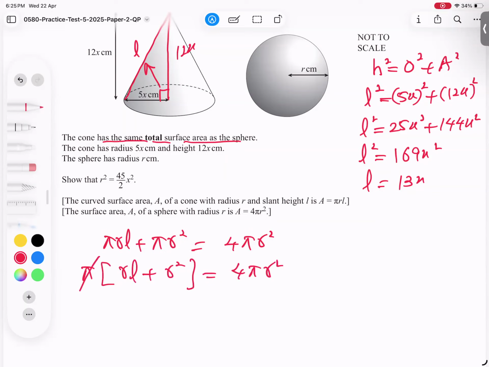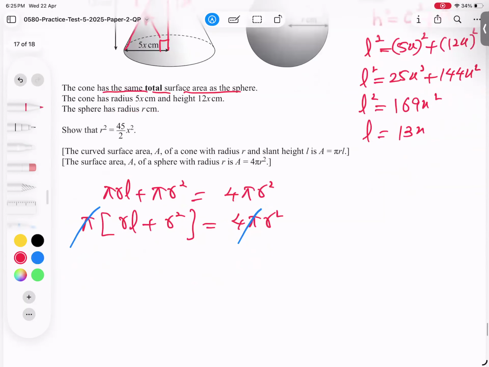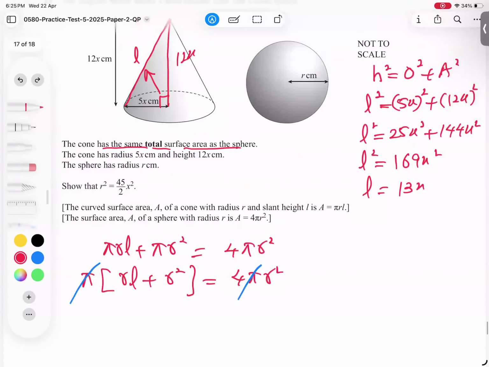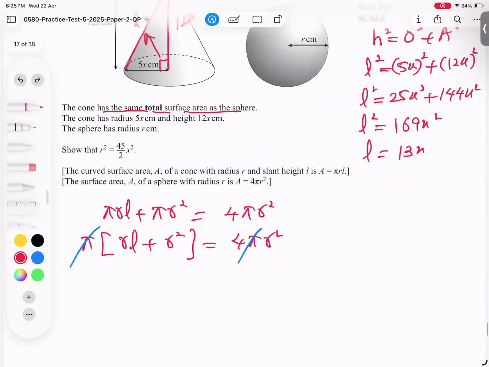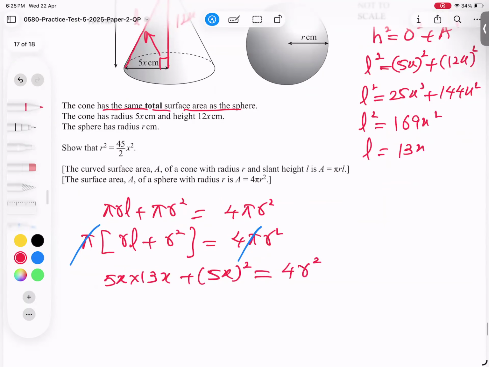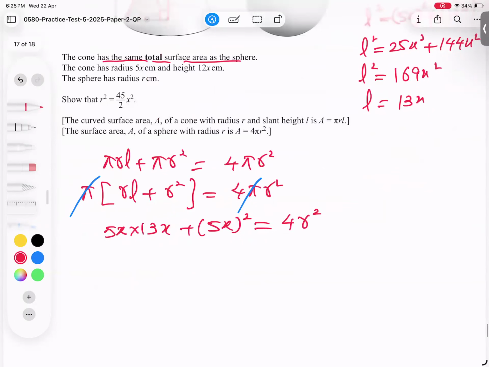I show it in a different color. Pi can cancel out. If you cancel, good. If you don't cancel, no problem at all. Now radius is 5x. Now you may ask one question: why doesn't the radius cancel, sir? No, this radius is different and this radius is different. That is why. So I'm writing now radius 5x here, and slant height is 13x, and radius is 5x to the power 2. And here I got 4 times 2 radius, and that is r, remaining as it is. Here I got 65x square. Here I got 25x to the power 2, x square also, sorry. And here I got 4r square.